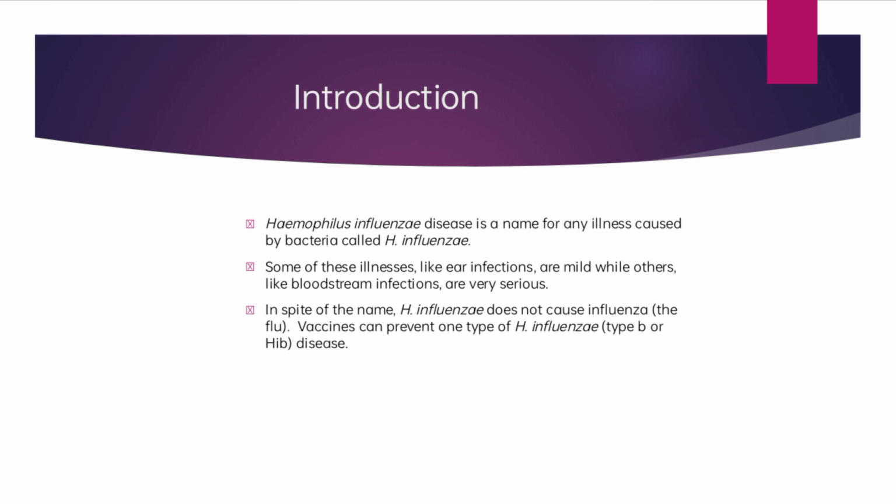Introduction. Haemophilus influenzae is a type of bacteria that causes disease. Haemophilus influenzae causes infections such as ear infections, which are mild, while others like bloodstream infections are very serious. Haemophilus influenzae does not cause influenza, the flu. Vaccination can prevent one type of Haemophilus influenzae; there are vaccines to prevent the bacterial disease.